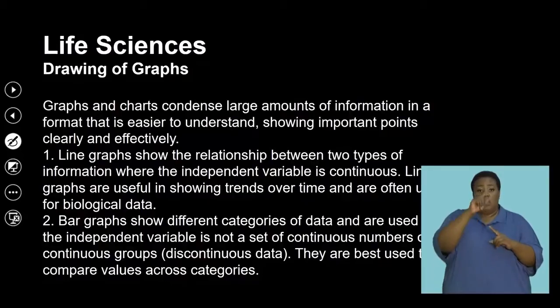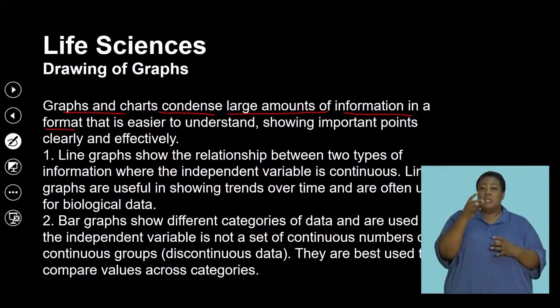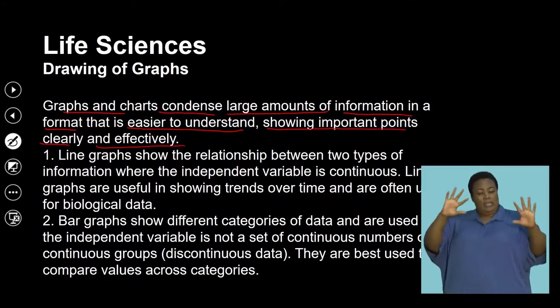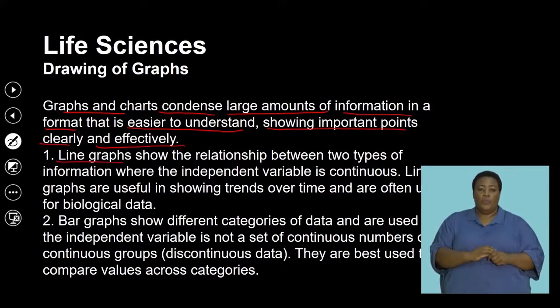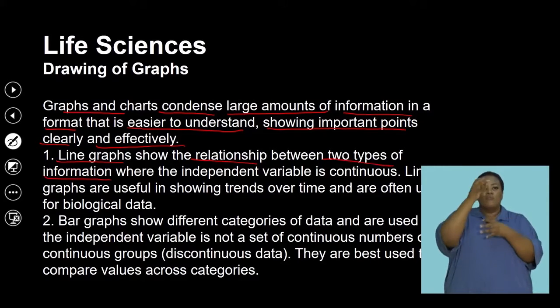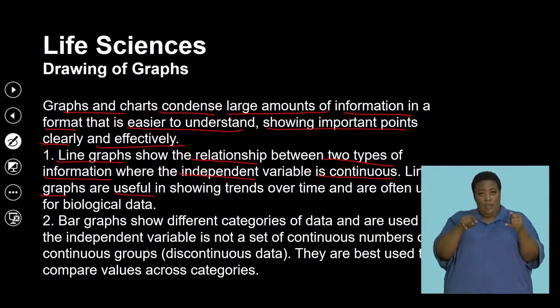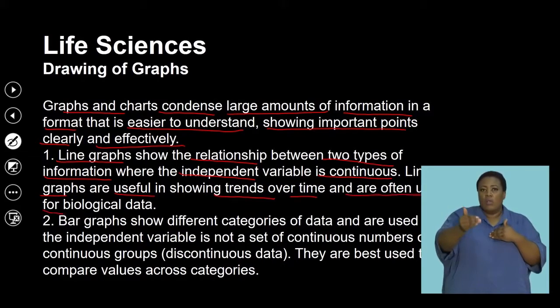So graphs and charts basically condense large amounts of information into a format that is easier to understand, showing important points clearly and effectively. Line graphs show the relationship between two types of information where the independent variable is continuous. Line graphs are useful in showing trends over time and are often used for biological data.